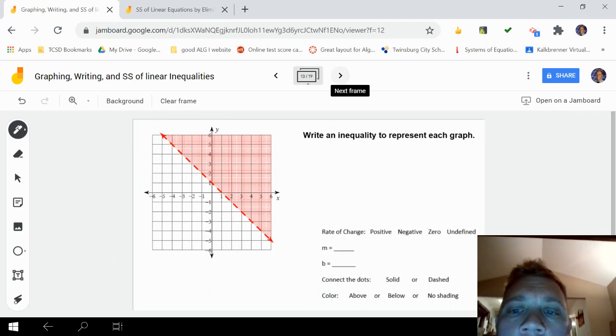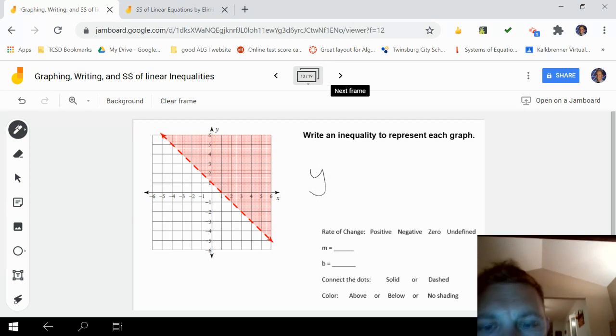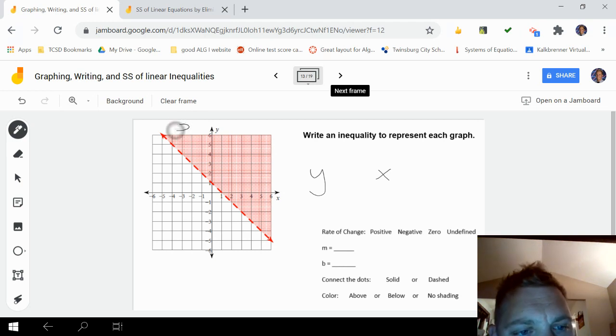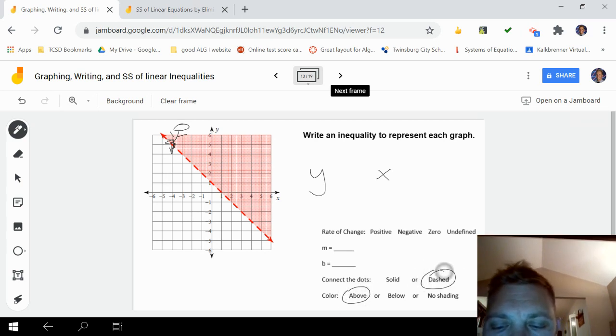Write the inequality to represent each graph. So we know we're going to have a y, we know we're going to have our x, and now we need to complete the sign, the rate of change, and the y-intercept. So if we look here, I'm going to draw my mountain climber. As they're going down the hill, what's shaded, above or below? Above. Is this solid or dashed? Dashed. What does that mean? Above means greater than. Dashed means we don't get the reminder, so now I have my sign.